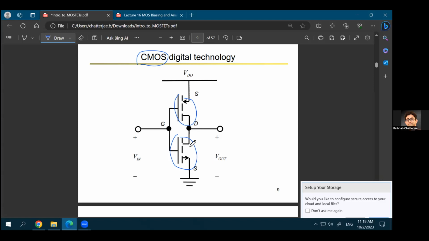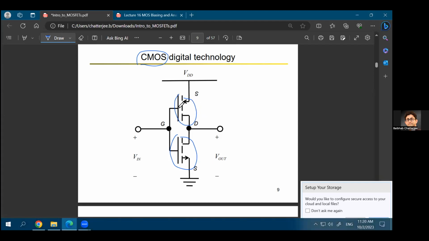We'll discuss more about digital devices and digital circuits later on in the course, and we'll learn how to design CMOS digital circuits. But what this device is doing is that you have a PMOS on top, you have an NMOS on bottom, and you can apply an input voltage at the gate.